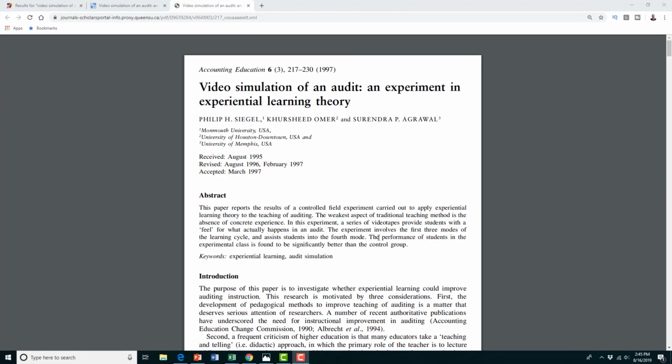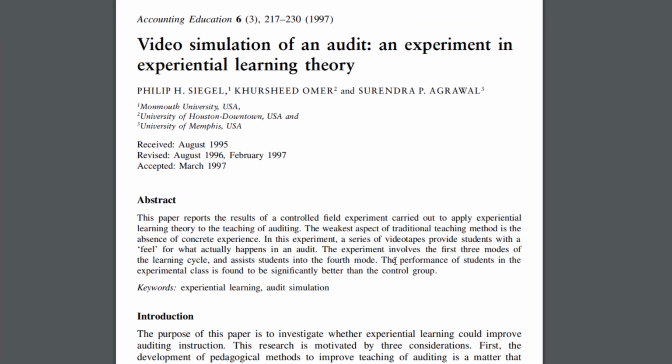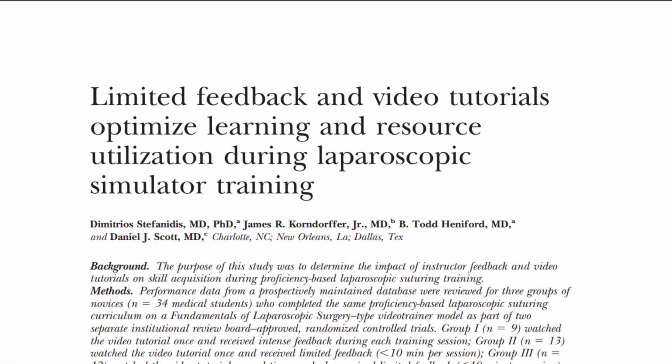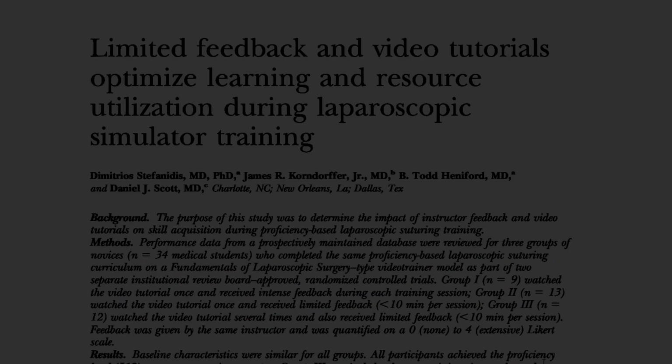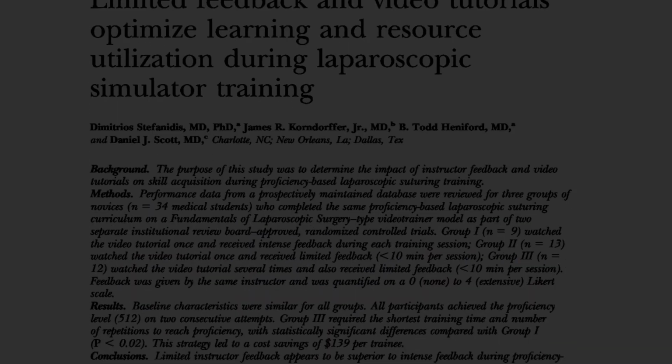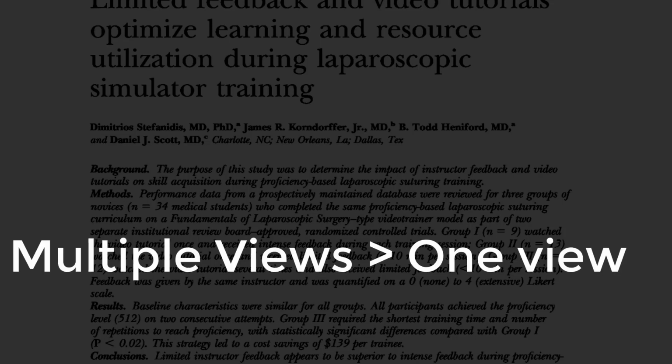In 1997, Siegel and colleagues demonstrated that instructor-generated videos were superior in helping students learn accounting than traditional lecture-style classes. In 2007, Stefanis and colleagues showed that medical students who watched an instructor-generated video on laparoscopic surgery procedures multiple times and received little help from a professor mastered the procedure with fewer repetitions than students who received intense instructor feedback and only watched the same video once.